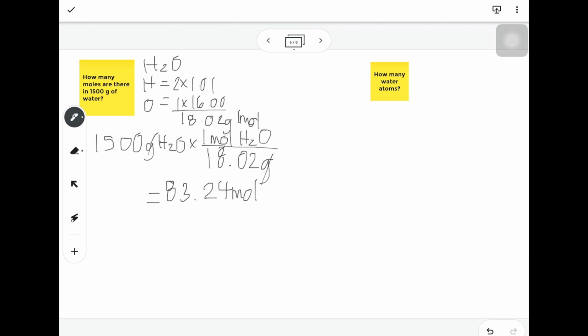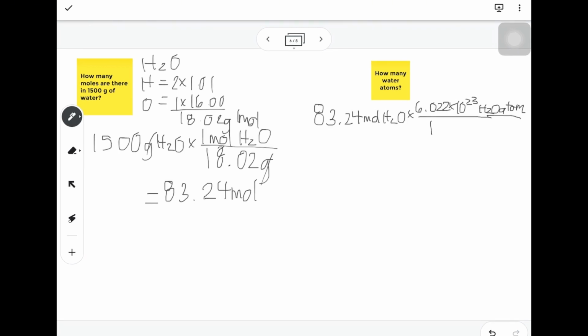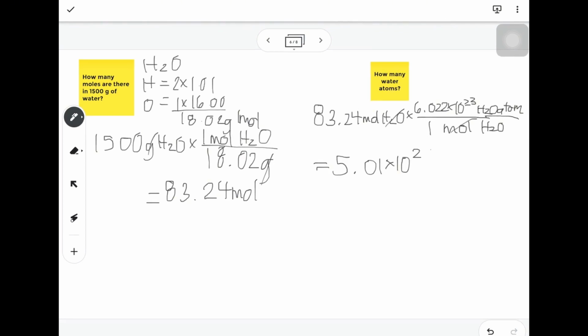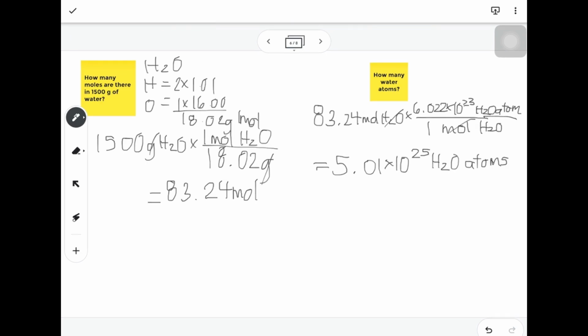So, the next problem is, how many water atoms? With the moles we have gotten, which is 83.24 moles of water, we multiply it by 6.022 times 10 raised to 23 water atoms over 1 mole. The mole will be cancelled by using this unit factor and we will be left with 5.01 times 10 raised to 25 water atoms.